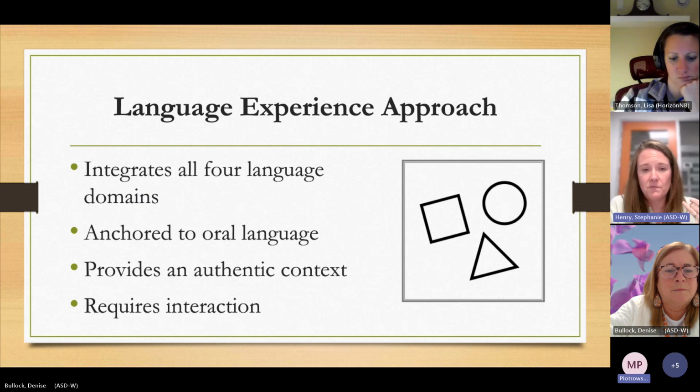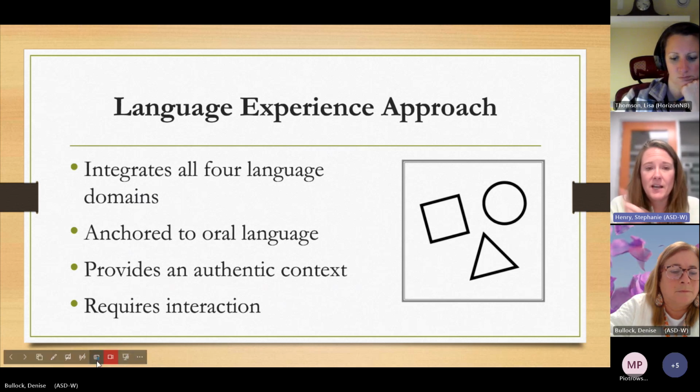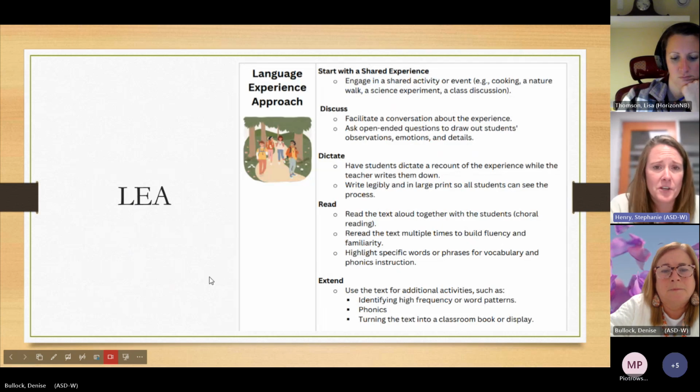Again, it integrates all four of the language domains. It's anchored in oral language. It has an authentic context to the reading and writing skills, and it requires high levels of interaction. So all of those things that we're looking for.